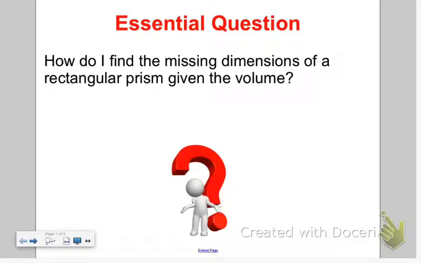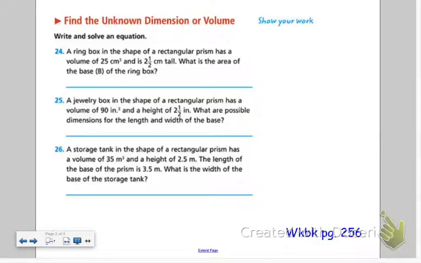Okay, we've reached the last essential question in this short unit. How do I find the missing dimensions of a rectangular prism given the volume? I want you to take a look at workbook page 256. We're going to do a couple word problems together.